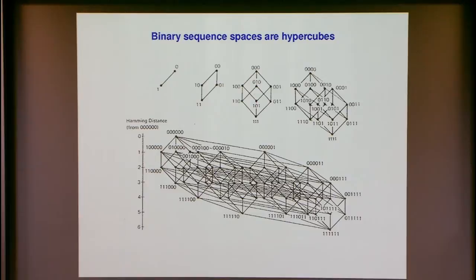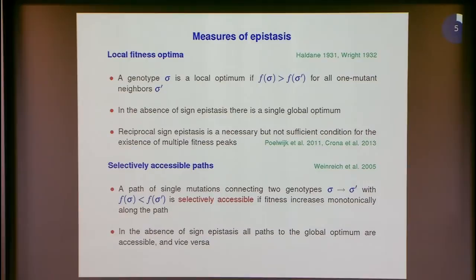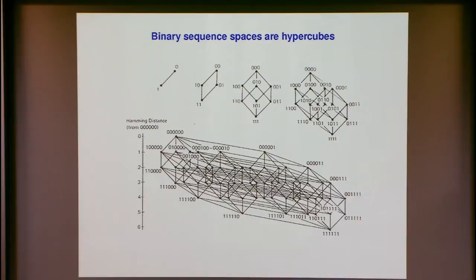So how can you quantify the amount and the kind of epistasis in a fitness landscape? I already mentioned the fitness peaks that Wright worried about. So obviously you can count local optima. So an optimum is simply a site where fitness is larger than all one-mutant neighbors. I didn't mention that, but of course you have, as a natural distance measure on the hypercube, single mutations. And with respect to that distance measure, this is the definition of a maximum.